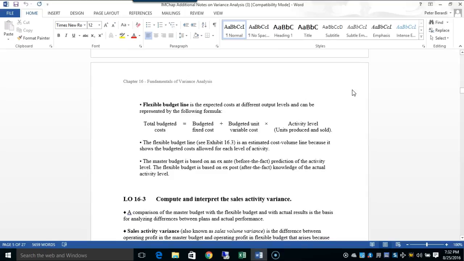So total budgeted costs equal budgeted fixed costs plus budgeted unit variable costs times the number of units, which is your total budgeted cost. A flexible budget is an estimated cost volume line because it shows the budgeted costs allowed for each level of activity.